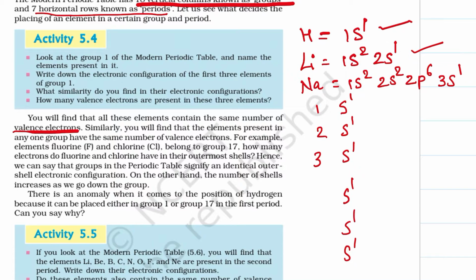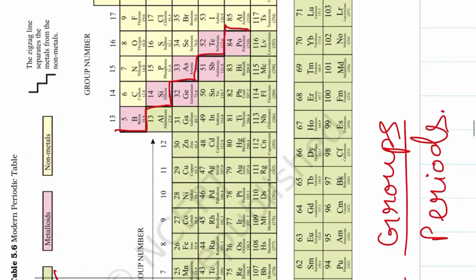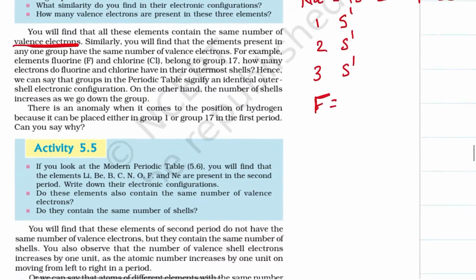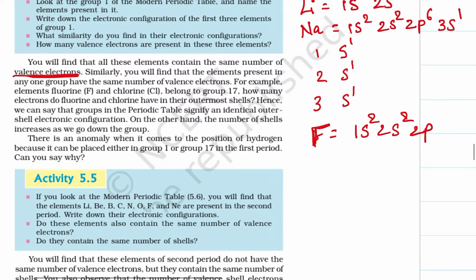Now how many electrons do fluorine and chlorine have in their outermost shell? You will observe they will have 7. Like if you talk about fluorine, then its atomic number you can observe from the periodic table is 9 and of chlorine is 17. So if you write the electronic configuration, it will be 1s2, 2s2, 2p5. So valence electrons are 7.